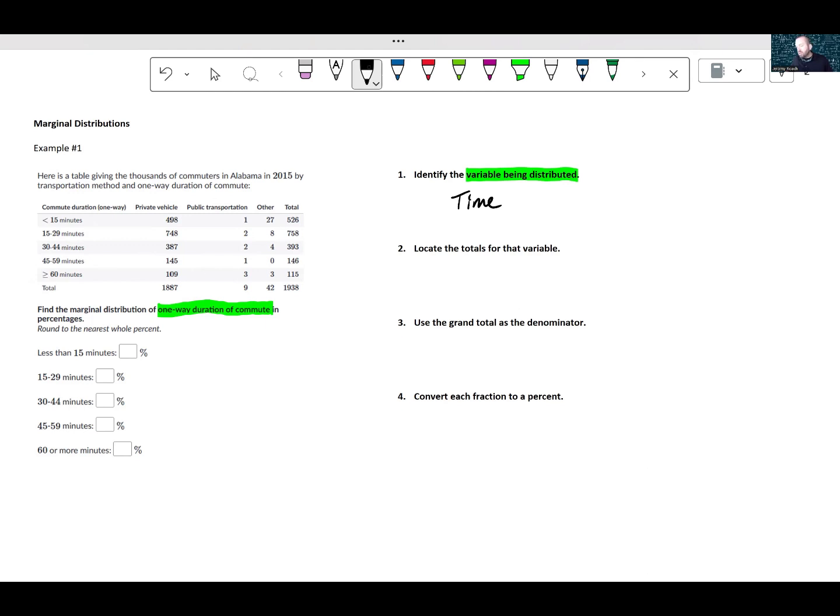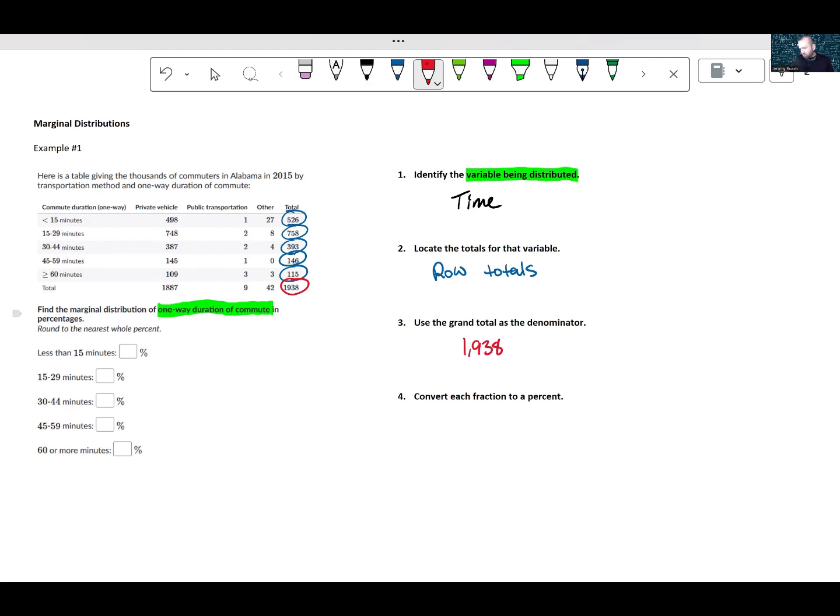Step two, we want to locate the totals for that variable. So we're going to look at all the individual totals for less than 15 minutes to get to work, 15 to 25 minutes to get to work, and so on. I'm just going to write row totals to save us some time. Okay, we're going to use the grand total as the denominator. That's our grand total in the bottom right. We have total and total to give us our grand total of 1,938. And now it says to find this in the nearest percent.